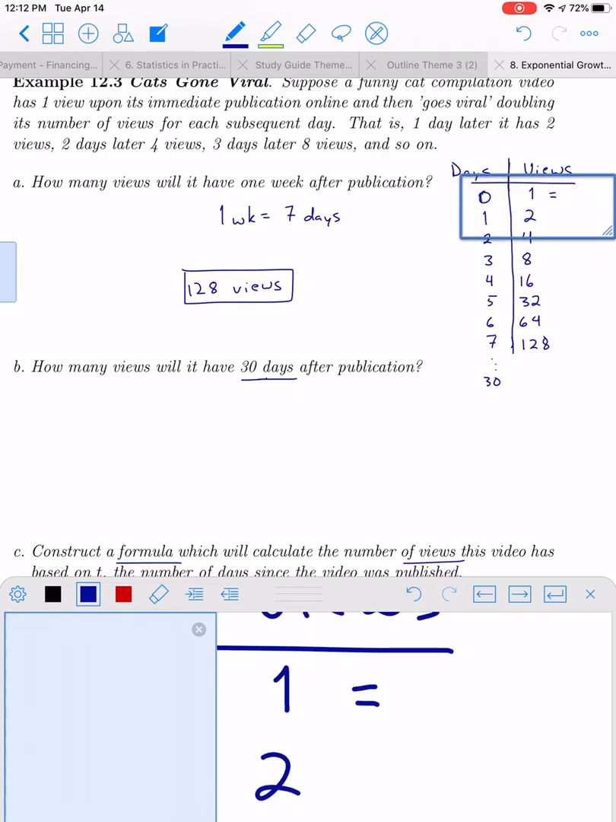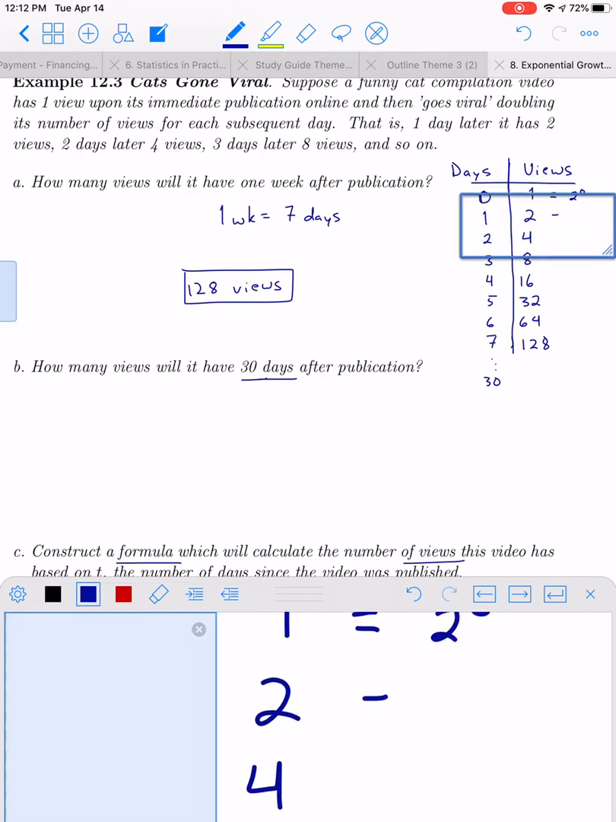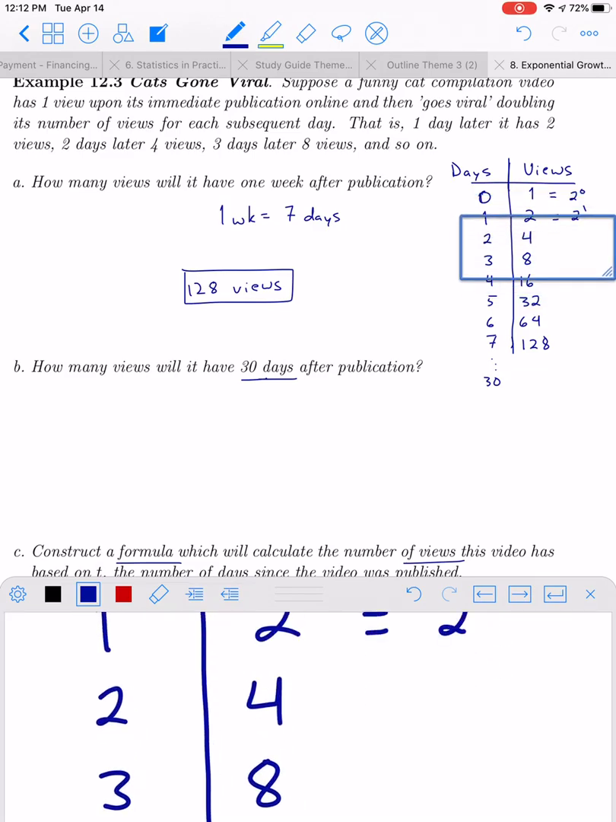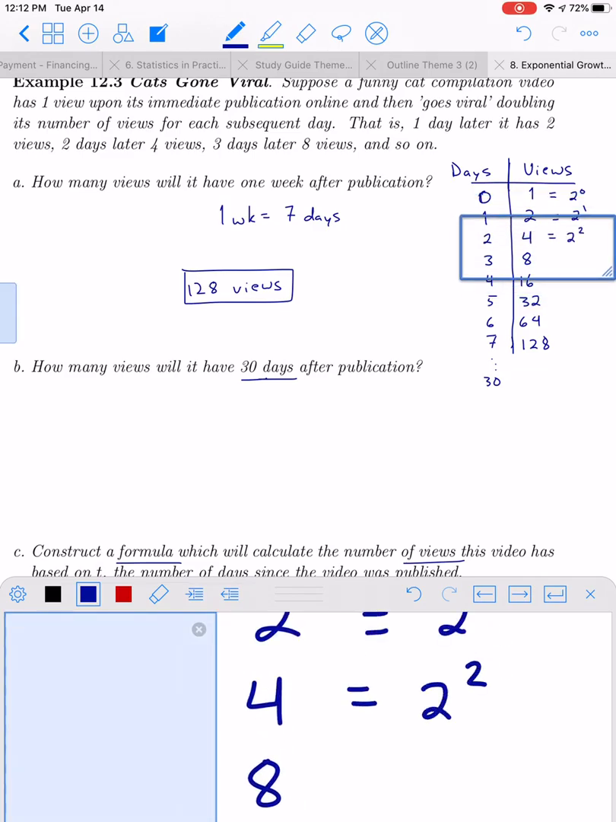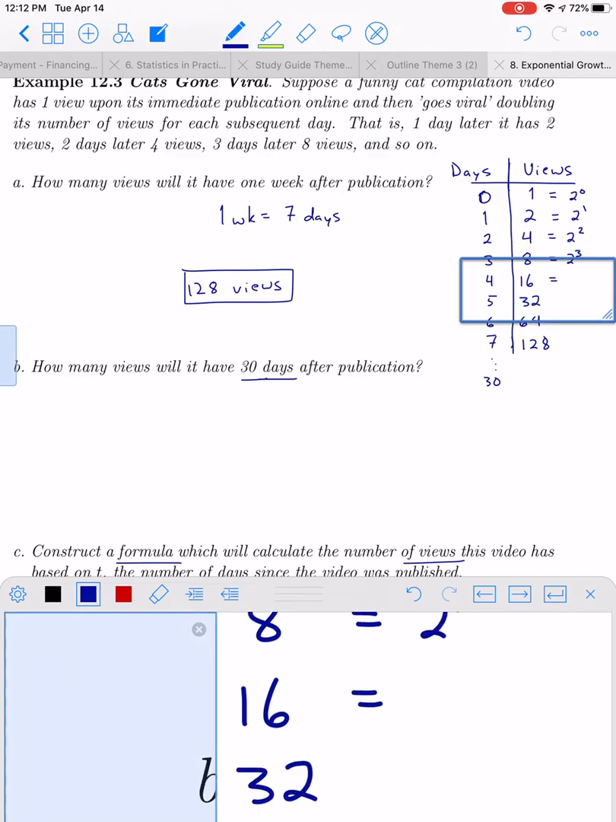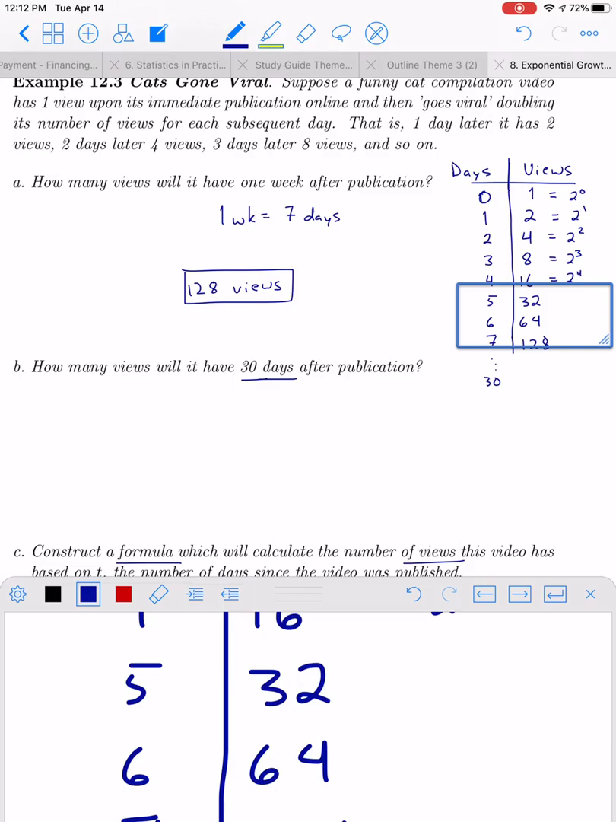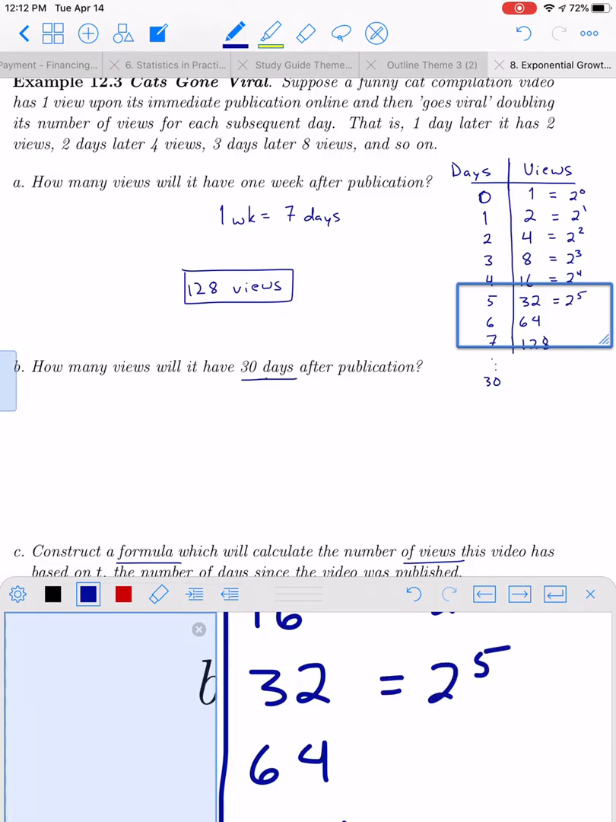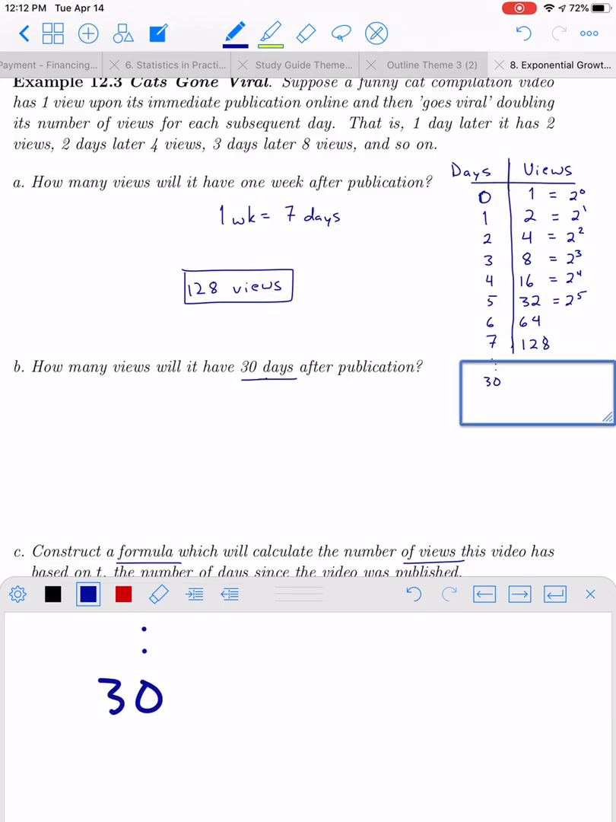Well, this is actually 2 to the power of 0. 2 to the power of 0 is 1. 2 to the power of 1. 4 is equal to 2 to the power of 2. 8 is 2 to the power of 3. 16 is 2 to the 4th. 32 is 2 to the 5th. And I think we see what's happening.